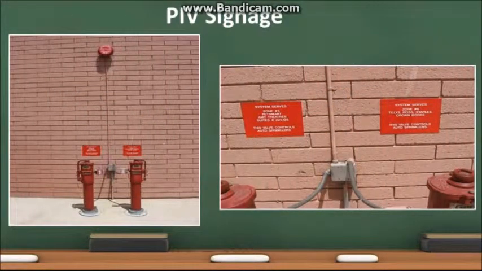In these photos, the signage indicating the buildings served is appropriately placed. Also note the sprinkler bell in the photo on the left. It's properly labeled with a type of alarm and instructions to call 911 when sounding.